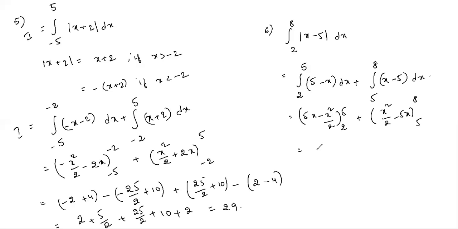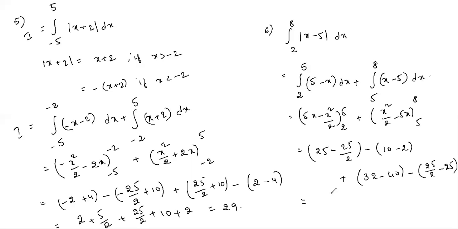5 into 5, 25 minus 25 by 2 minus lower order 5 into 2, 10 minus 2 square 4 by 2 is 2 plus 8 square 64 by 2 32 minus 40 minus 25 by 2 minus 5 into 5 25.